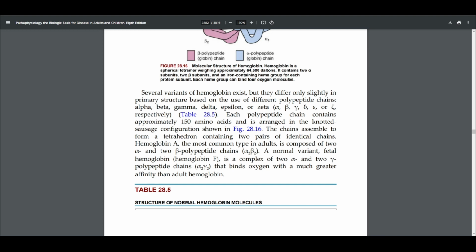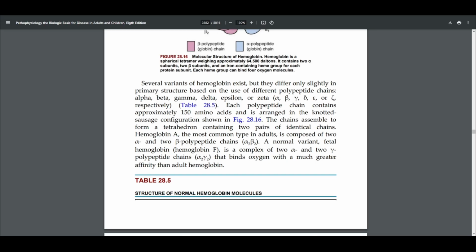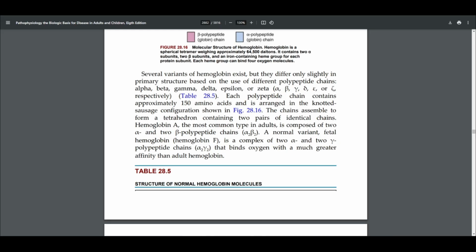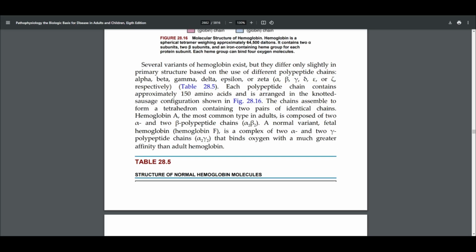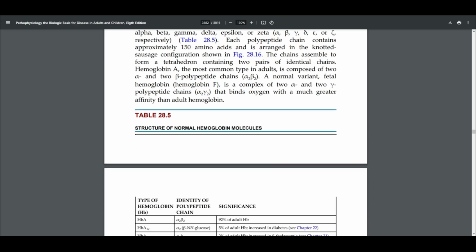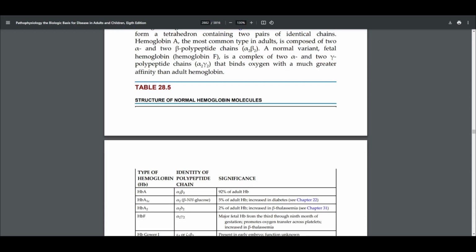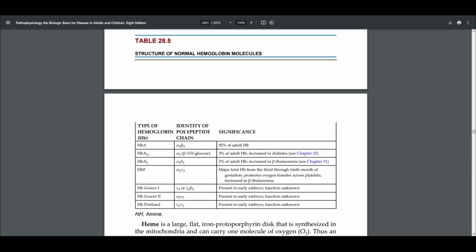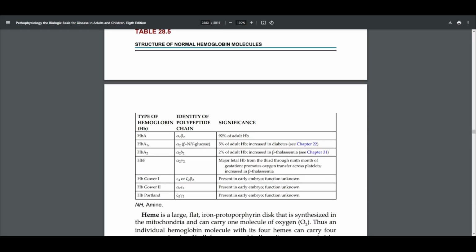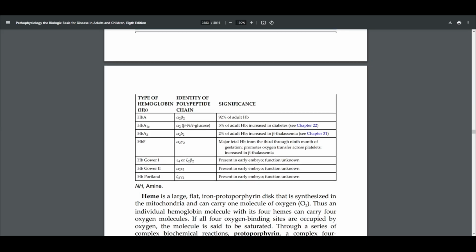Hemoglobin A, the most common type in adults, is composed of 2 alpha and 2 beta polypeptide chains. A normal variant, fetal hemoglobin, is a complex of 2 alpha and 2 gamma polypeptide chains that bind oxygen with a much greater affinity than the adult hemoglobin. So here you see the structure of normal hemoglobin molecules. A good spot to hit pause if you're unfamiliar with the different types.